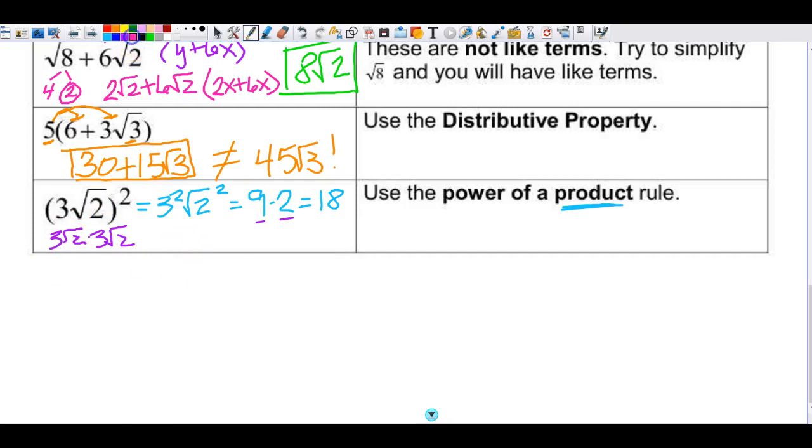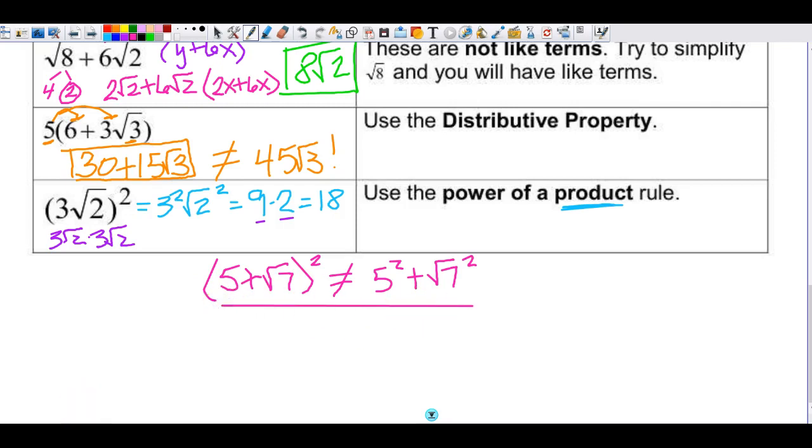time. So let's talk about what this does not mean and what I see sometimes as well. Let's say that we have, I'm just going to make up some numbers here, 5 plus the square root of 7, and we're going to square it. Okay. This is not the power of a product rule because this is not a product. This is a sum because we are adding. This absolutely does not become 5 squared plus the square root of 7 squared. Big fat no-no on that one as well.